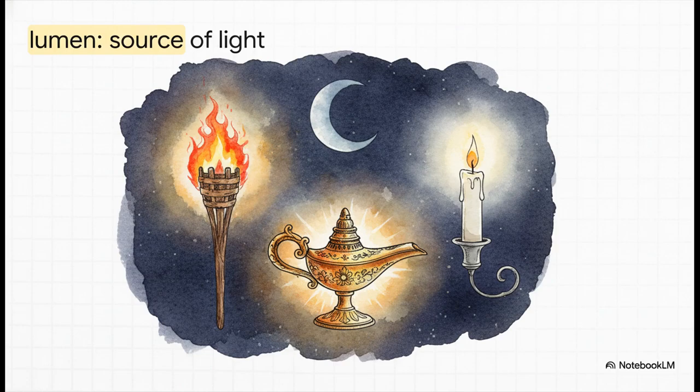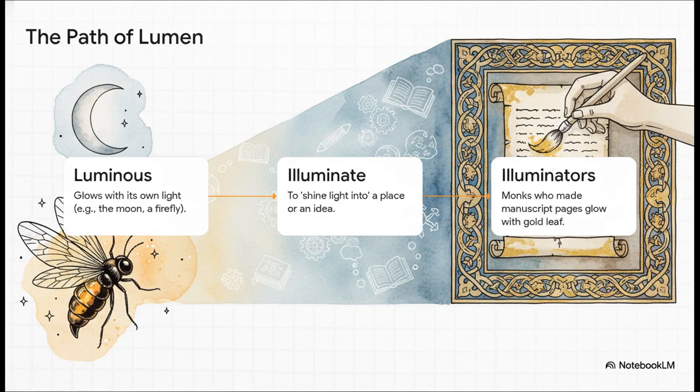Now for our second branch. This one comes from the word lumen, and its focus is a little different. It's all about the object that actually creates the light. A lamp, a torch, the moon. It's not just the light itself, but the source of that light. And the path this word takes is so cool. So a luminous object, like a firefly, is something that gives off its own light. To illuminate something is to shine light into it, whether that's a dark room or a tricky topic. And here's a great little piece of history. The medieval monks who decorated manuscripts with gold leaf were actually called illuminators because they literally made the pages glow.